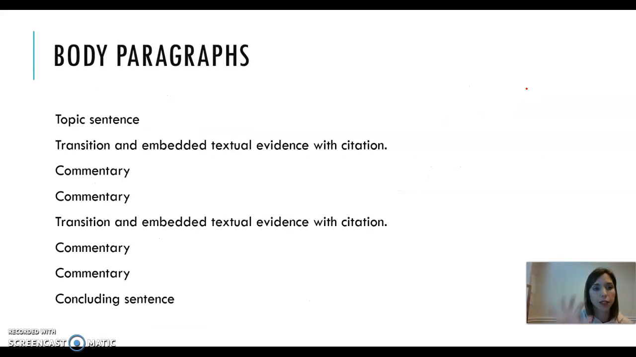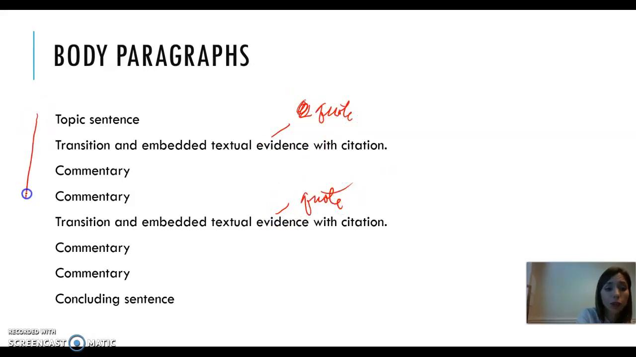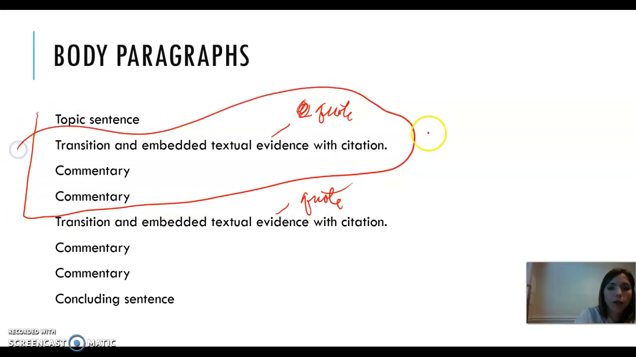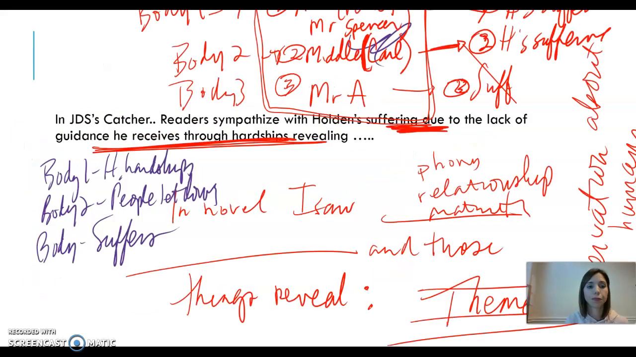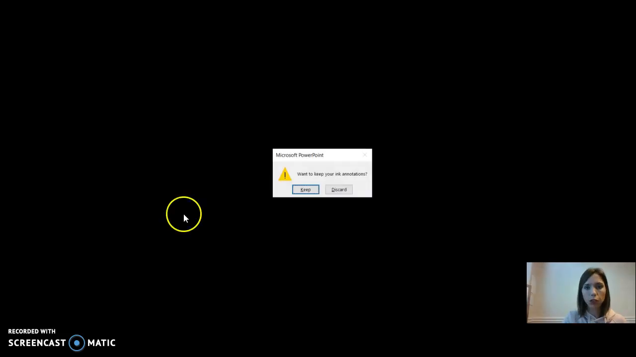Again, body paragraphs, this is what they're going to look like. So you'll have, notice, a quote here, quote. And these look like chunks, right? Like an APE, basically. So that's kind of what you're doing. You're putting 2 APEs under this body paragraph. Okay. Let's jump over there.